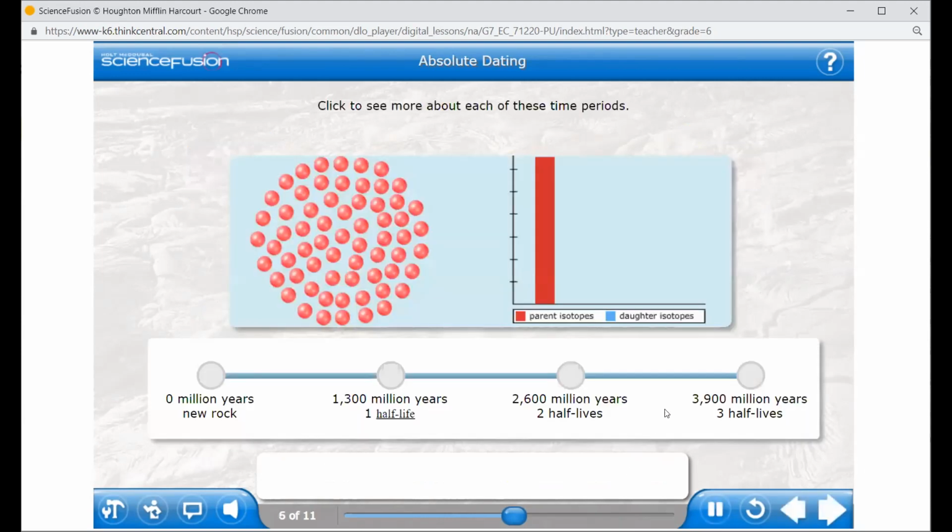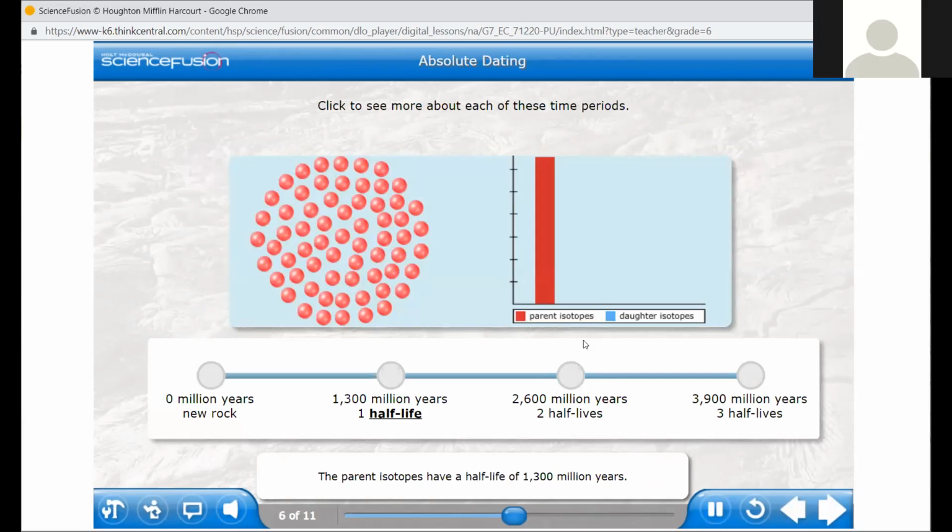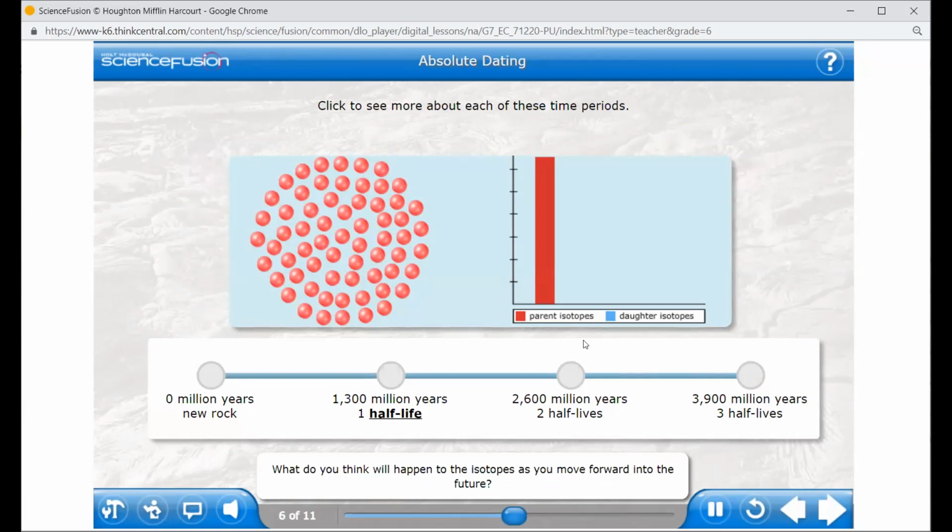The red dots represent parent isotopes in a rock sample. The parent isotopes have a half-life of 1,300 million years. What do you think will happen to the isotopes as you move forward into the future? Click to discover more. When a rock is first formed, there are no daughter isotopes. The rock contains only parent isotopes.